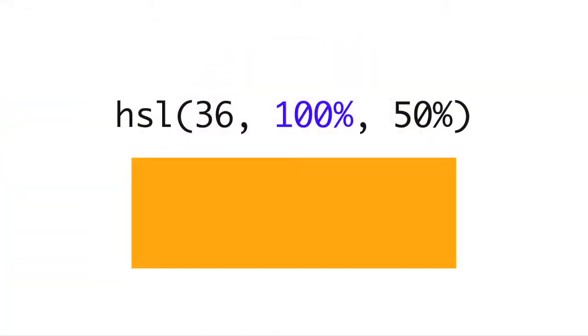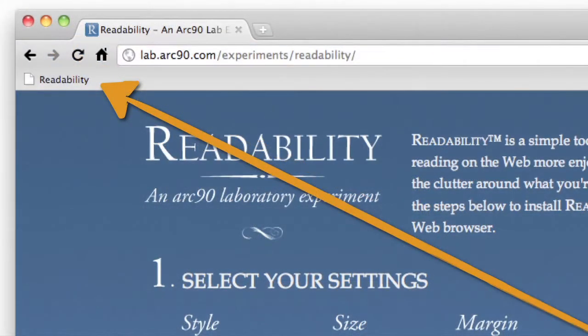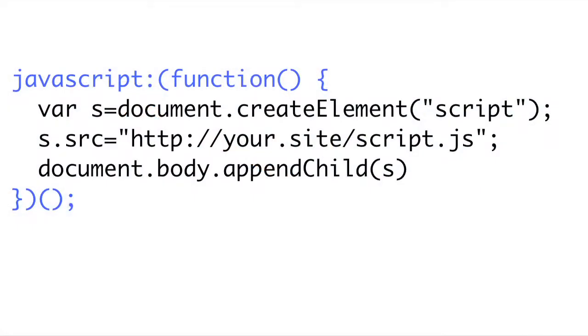Coming up on Doctype, I'm going to show you how to use color models in CSS3. Then, Jim will show you how to make your very own bookmarklets. So dust off that Halloween candy, because it's time for Doctype.